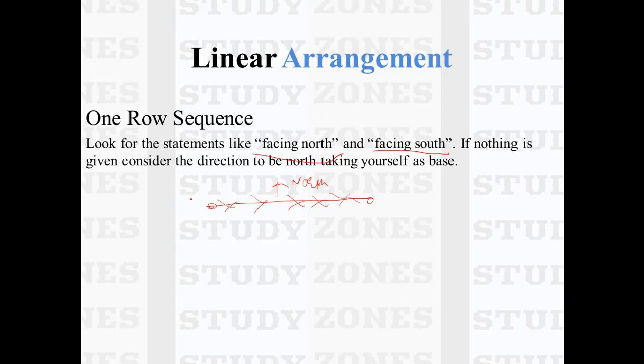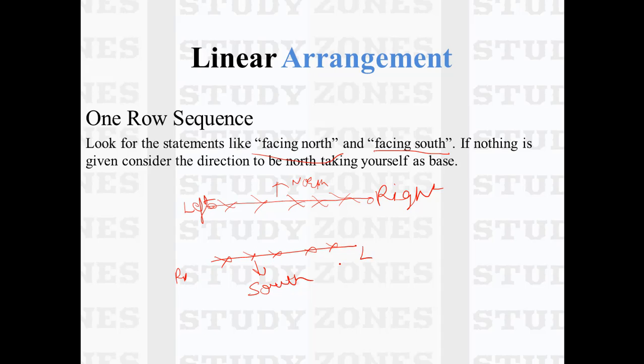Now we can assume the left end of the row as our left side. This is left and this is right. Now if the persons are facing the south direction, then the case is just opposite. Our left becomes right and our right becomes left, and we accordingly solve the question.